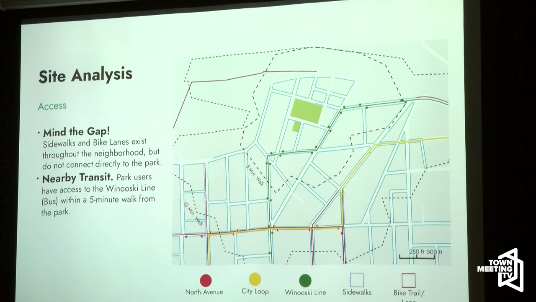Here, it's a little faint for some, maybe, but we're showing the sidewalks in light blue. And again, they are pretty extensive throughout the neighborhood, but don't get you all the way to the park. The same is true of bike circulation. So we have access here to the Intervale on the north and some of the bike lanes in the city, but they don't penetrate all the way to the park.